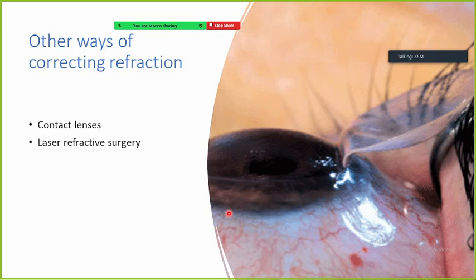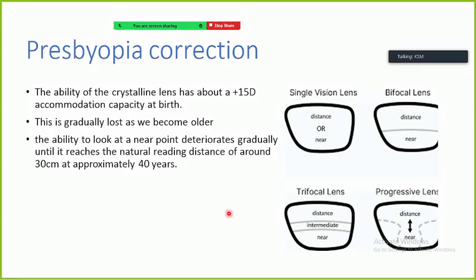So contact lenses and laser refractive surgeries are the other ways of correcting the refraction. Presbyopia, we all go through this. It's about, when you're growing old, our normal crystalline lens doesn't have the ability to focus from the distance to the near. So it doesn't happen suddenly at the age of 40, but our ability to do near things reduces slowly.